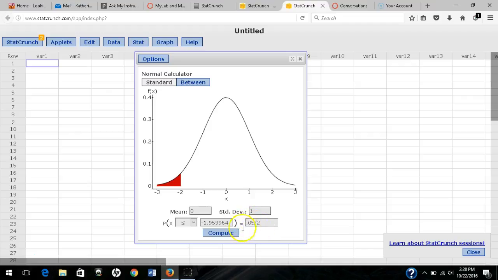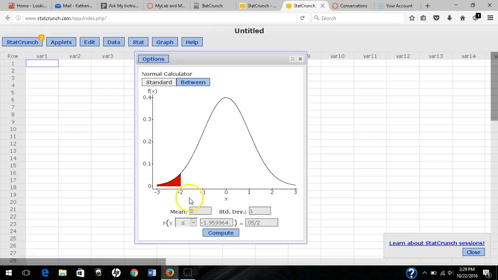0.025, and that is the value that's being used to calculate here, which tells me that the left tail area would be 0.025, that's half of alpha, and the z-score that corresponds would be negative 1.959964. You can round that to however many decimal places.